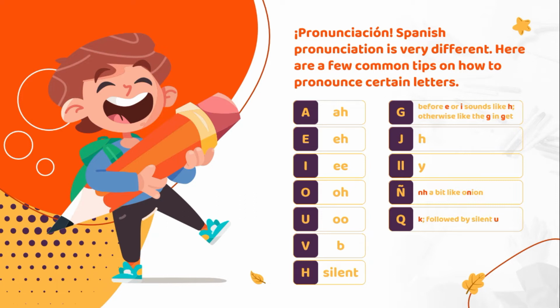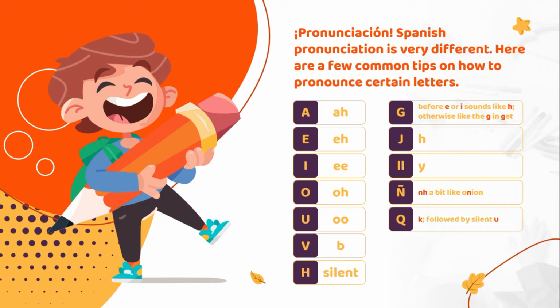A few other patterns that are important to know are, for instance, the V sounds like a B, particularly from Spain. Okay, so if you see a word spelled with a V, it's going to sound like a B. The H is silent, which means you don't pronounce it, particularly at the beginning of words. A G tends to sound like an H if it's followed by an E or an I. However, if it's followed by any other letter, it'll sound like G, like in get.